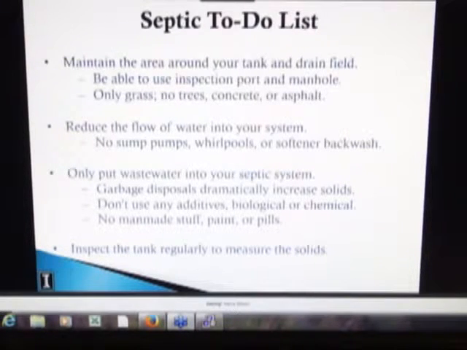Same way with concrete or asphalt. All those lines are perforated pipe. They're not built to take a lot of load, and if you drive over them with heavy equipment, depending on how shallow they are, you can crush them or cause compaction of the soil such that they're not effective.